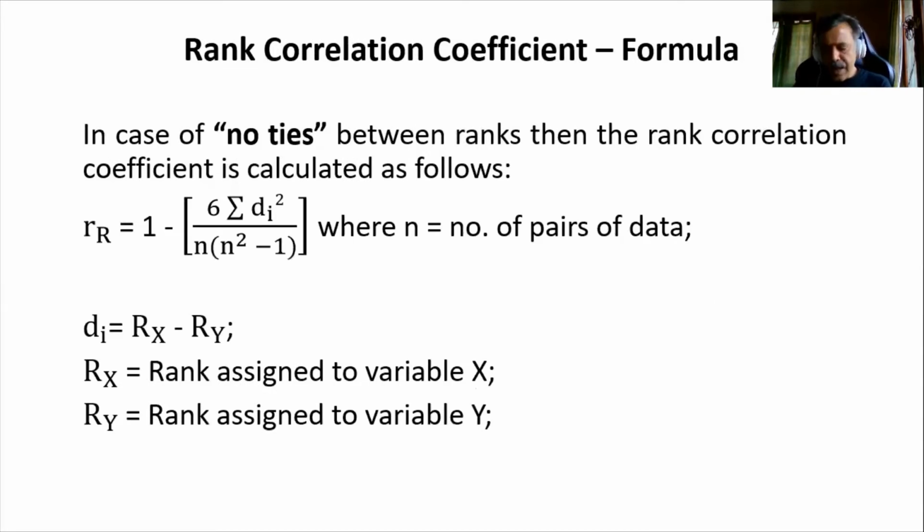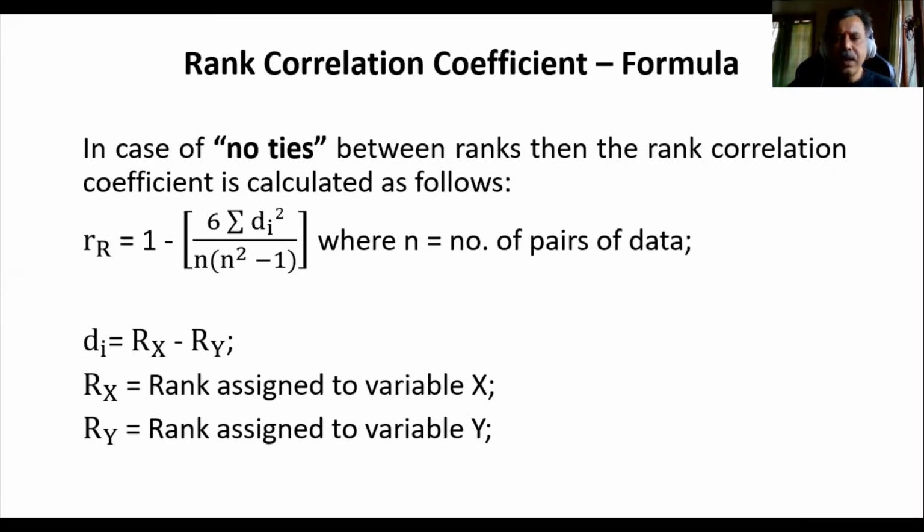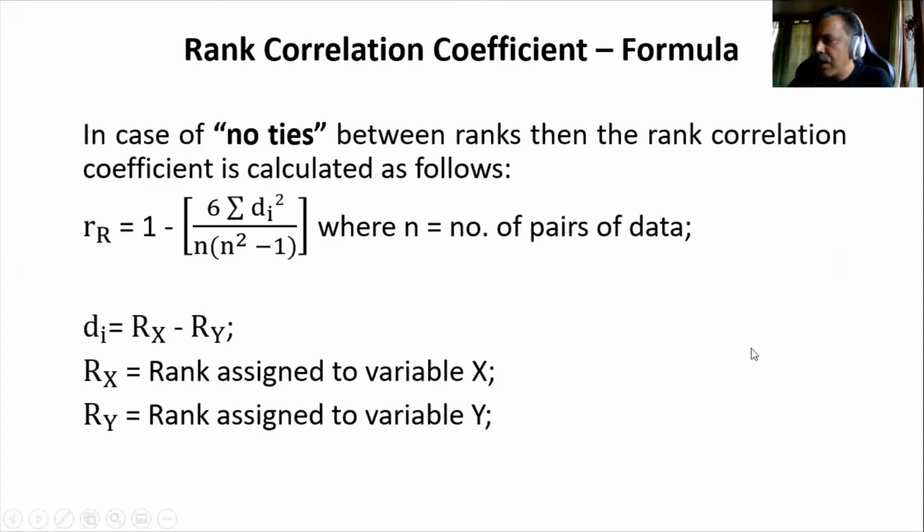For calculating the rank correlation coefficient, there are two different formulas. One is if there are ties in the ranks. Sometimes it may so happen that two or more students might have scored the same marks in one subject, in which case the rank will be the same. You will be assigning the same rank for those students. How do we handle such cases? We will see that also. How do we give a common rank to those two or more students who have scored the same marks? That instance is called a tie between ranks.